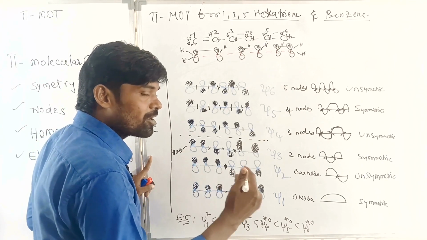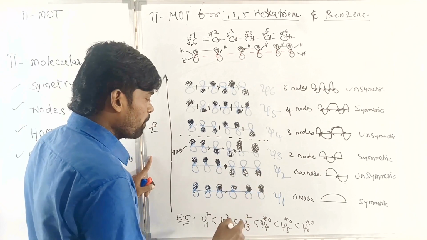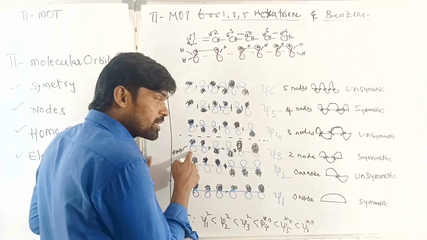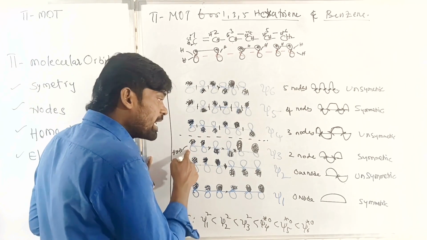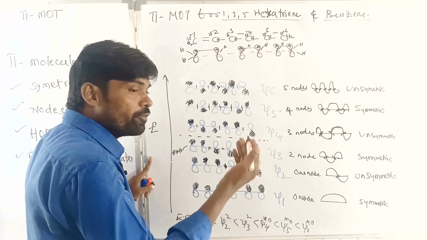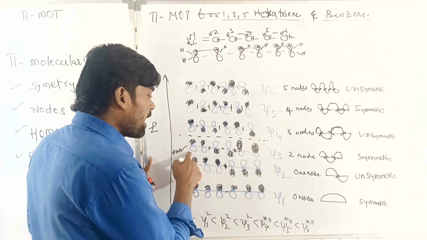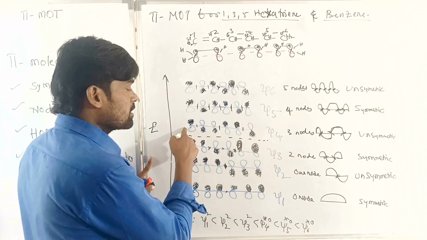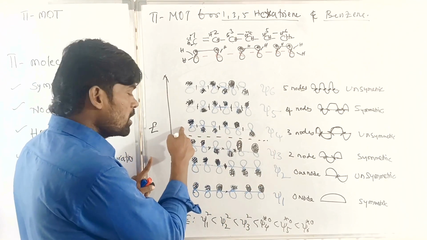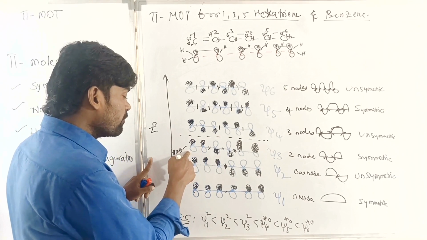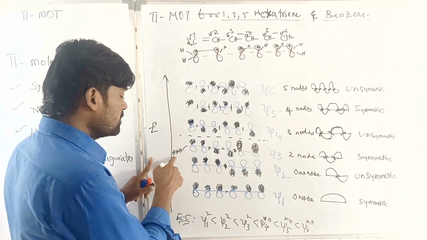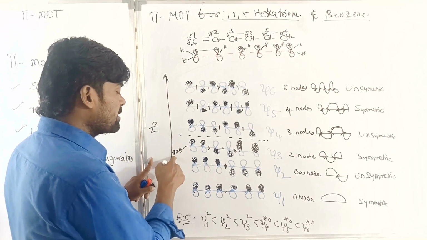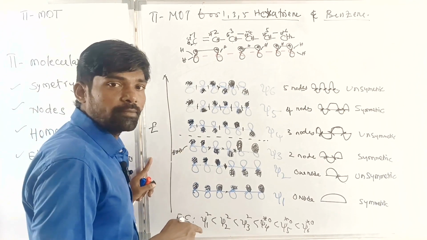In terms of electrons we are talking: in psi 1 electrons are there, in psi 2 electrons are there, in psi 3 also electrons are there. But psi 3 is the highest energy with occupation. Next, psi 4 has no electrons; this is an unoccupied orbital. So this is the highest energy with occupied electrons, meaning highest occupied molecular orbital. HOMO means highest occupied molecular orbital.